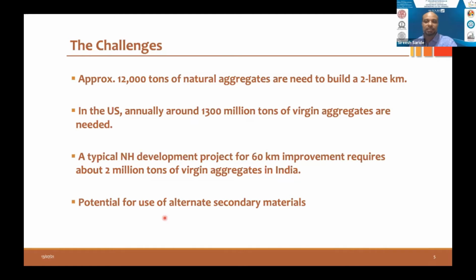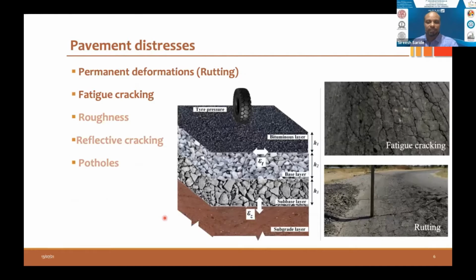If you look at the northeastern states, the quality of rocks and aggregates is very, very poor, and we definitely need alternative secondary materials for that. And if you look at pavement infrastructure on the other side, and how the designs are going to take place, these are different pavement distresses that I have noticed, pointed out here.